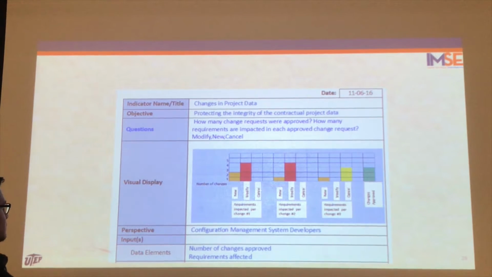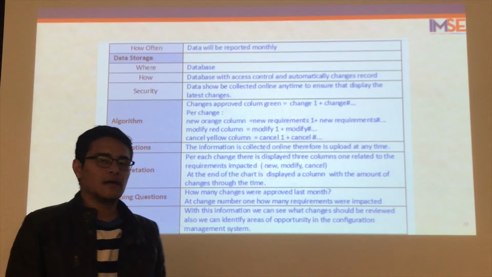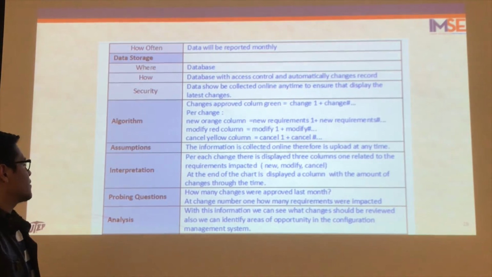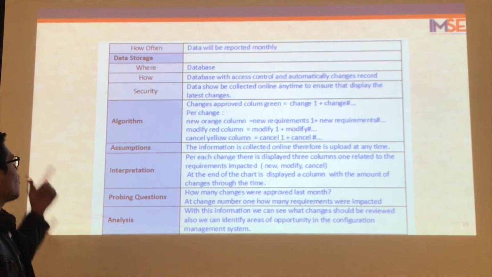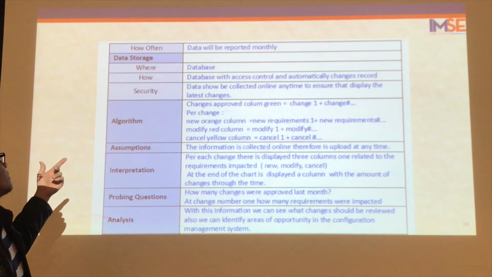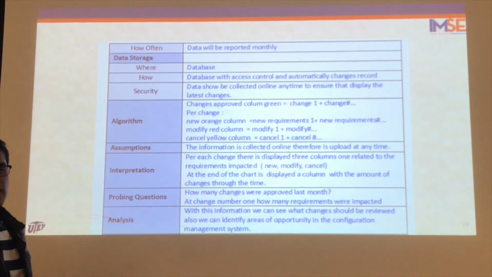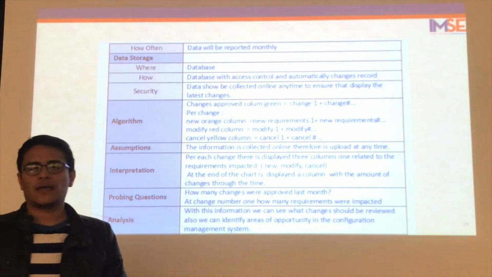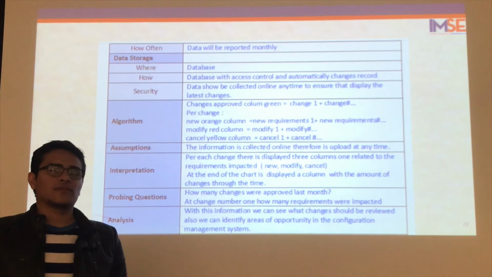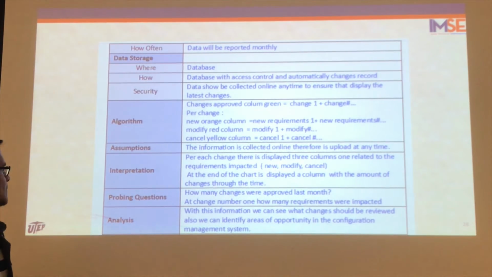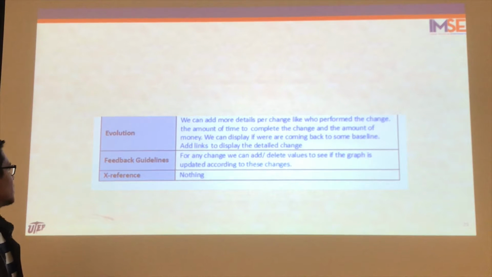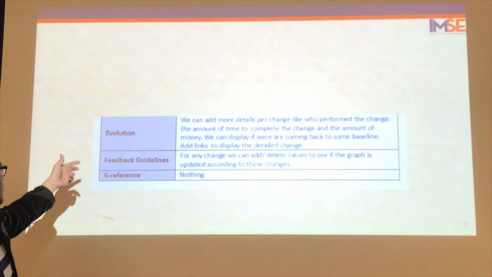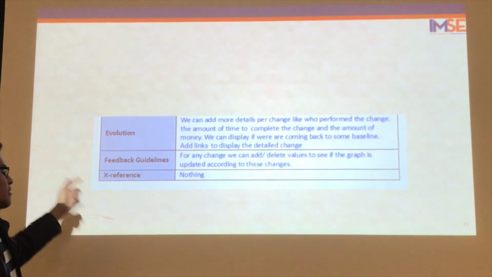Some of the other important sections of this indicator are the data elements. These are the other sections of the interpretation. For example, how often, the security that we have for the data, the algorithm that we use to create the columns, assumptions, interpretation, and probing questions to see if our indicator addresses the question that we have. And the last section is here. We have the evaluation, feedback, guidelines, and cross-reference.